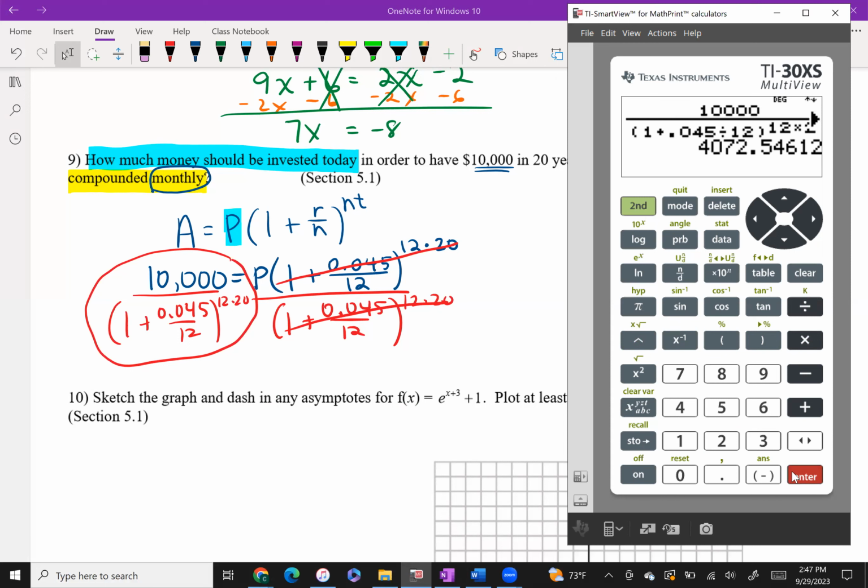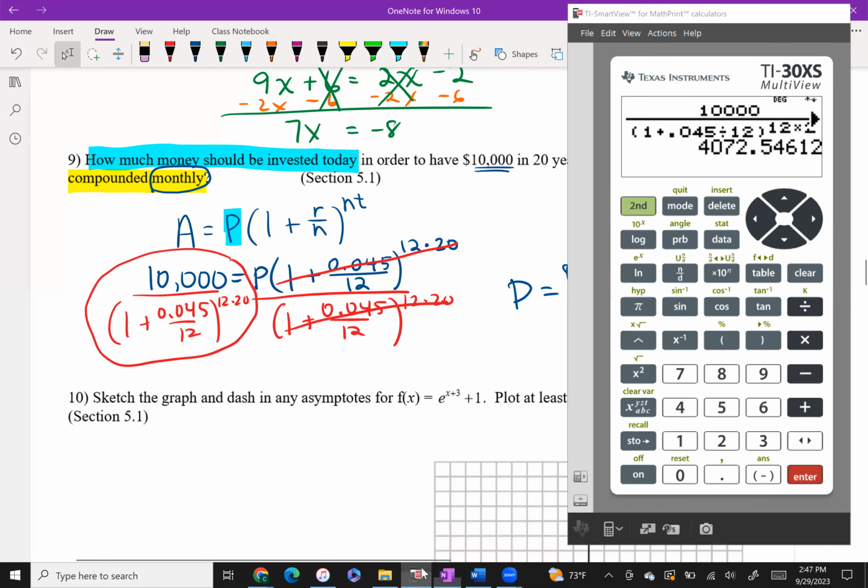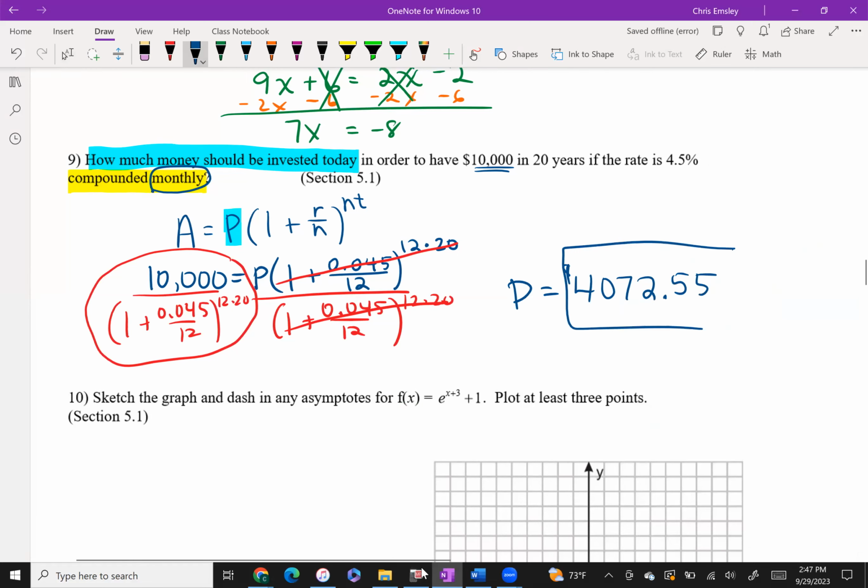We need to start with $4,072.55 if we want to end up with $10,000 in 20 years. So P, our starting value, our principal, was $4,072.55. Double check. Did I write that down right? Yes, good. There we go. Make sure you're using the right formula. Make sure you're putting your numbers in the correct locations.